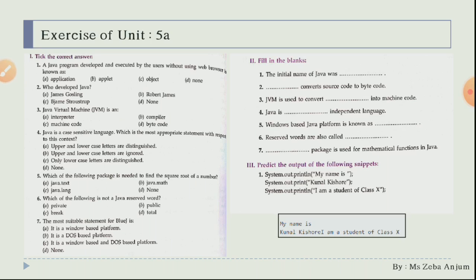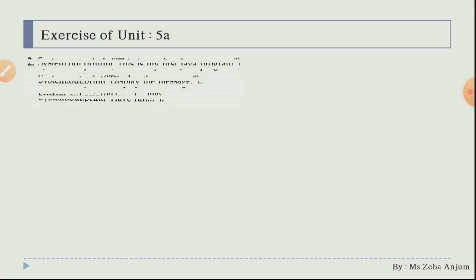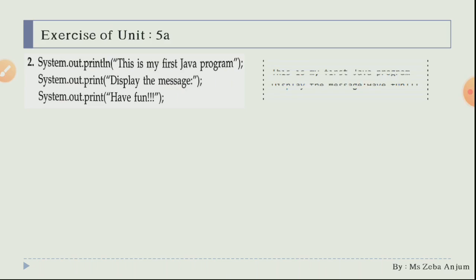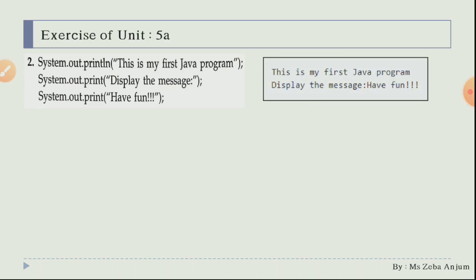Okay, see the next one, the second part, system.out.println. This is my first Java program. println is there, so in the next line you will be getting the display message, and this is not, we are not having the new line, so the rest is in the same line. This is how you are going to get the output for the second one.